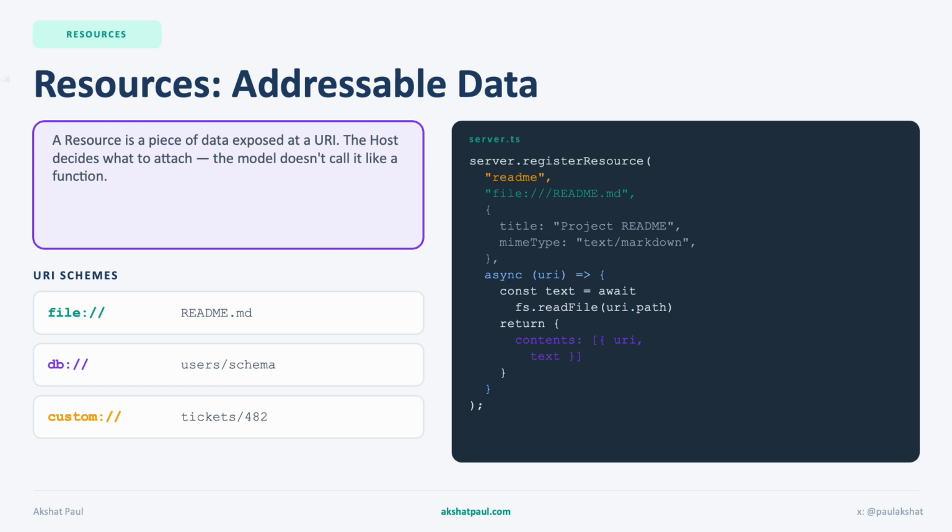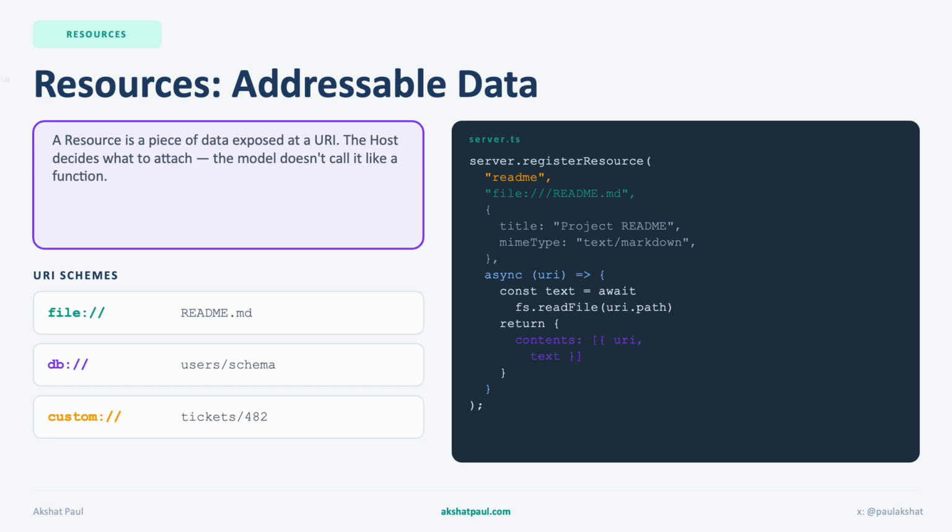Maybe the user picked a file from a drop-down, or the host automatically attaches the currently open file in an editor. Look at the URI schemes on the left. file:/// for local files, like readme.md, db:// for database-backed resources, like a schema definition. And you can even define totally custom schemes for your own application's data model, like custom://tickets/482 for a specific support ticket.